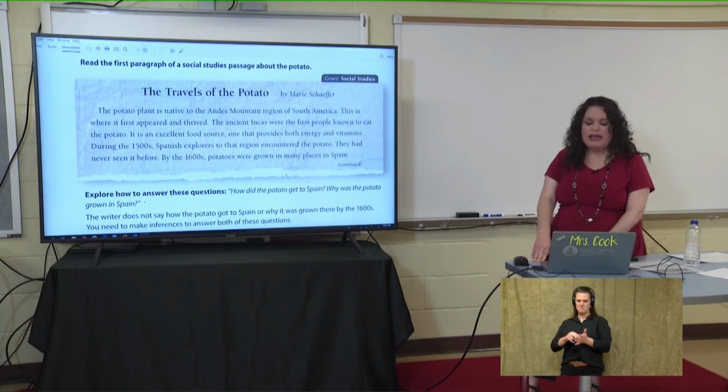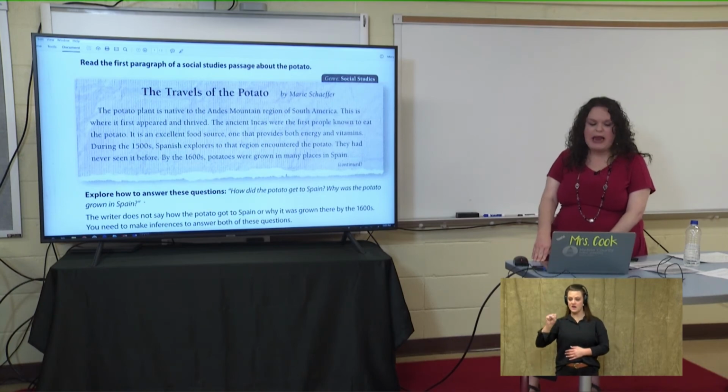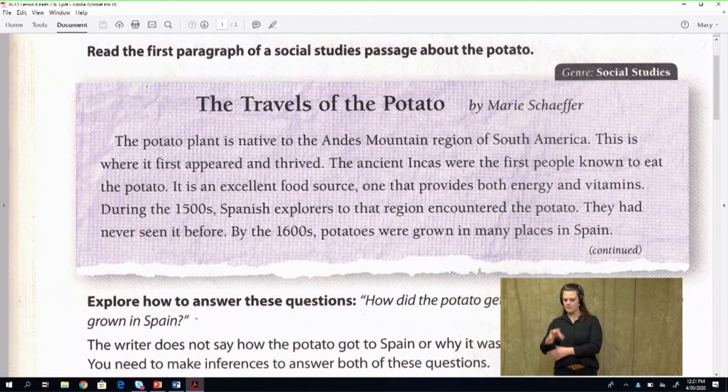Okay, the ancient Incas were the first people known to eat the potato. It is an excellent food source, one that provides both energy and vitamins. During the 1500s, Spanish explorers to that region encountered the potato. They had never seen it before. Oh, wow, look at that word encountered. If you think about that word encountered, look at the words that followed in the next sentence. Never seen it before. If you encounter something, that means that it is your first time becoming around it, or you've never seen it before.